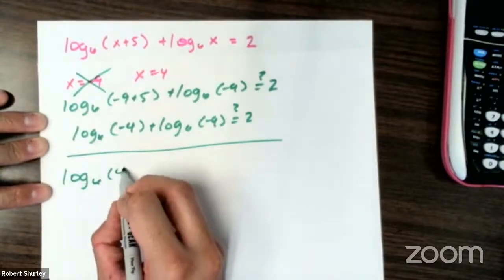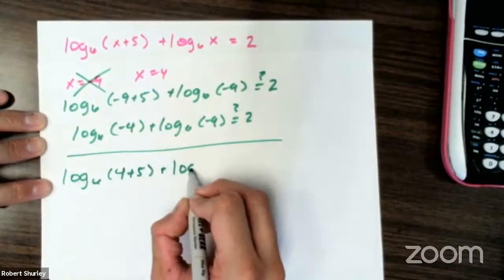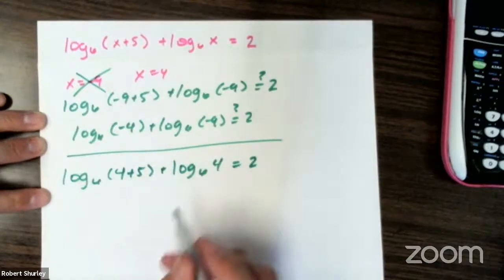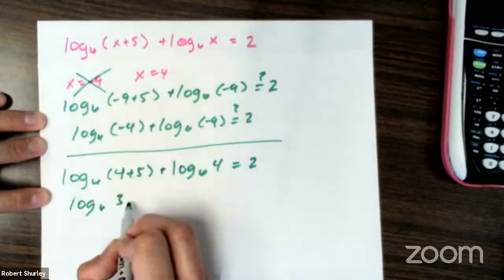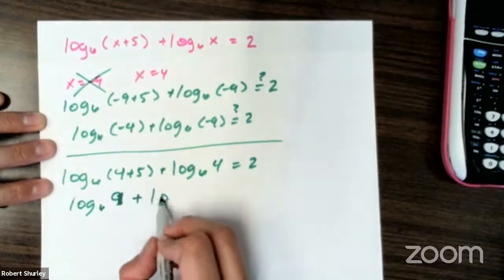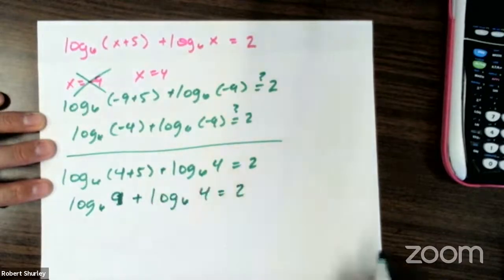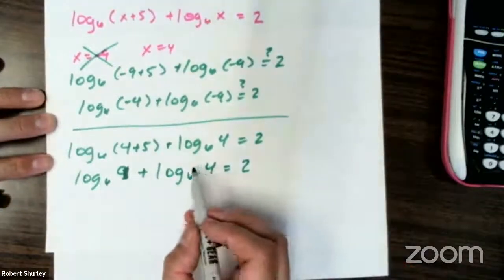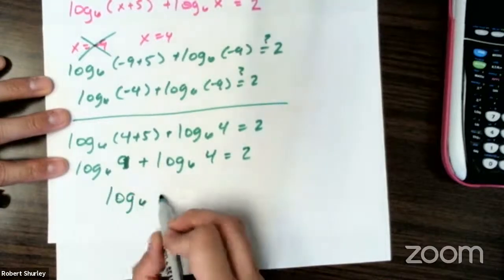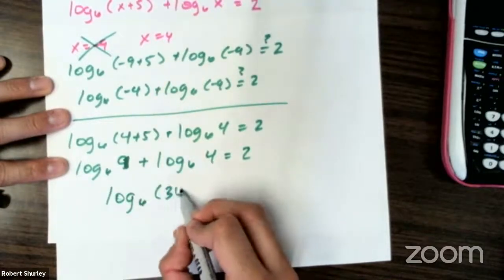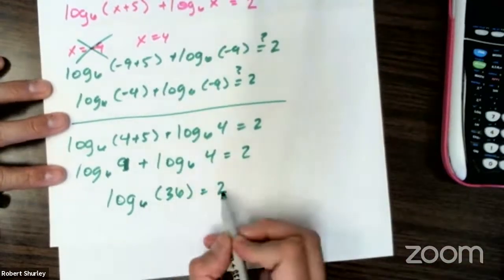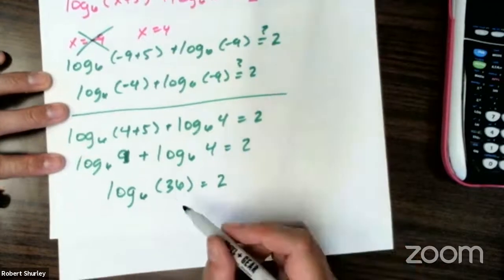Log base 6 of 4 plus 5, plus log base 6 of 4. Okay, yeah. Both of these work, right? Neither one creates a negative. Log base 6 of 9, if I can add correctly, plus log base 6 of 4. Now, if I want to check this, I can multiply these with the addition. I can condense it down, right? So this would be log base 6 of 9 times 4, which is 36. Oh, look, this is a true equation. 6 squared equals 36. It works out, right?